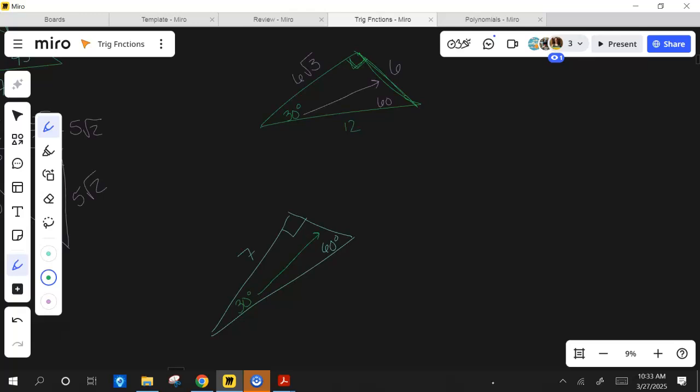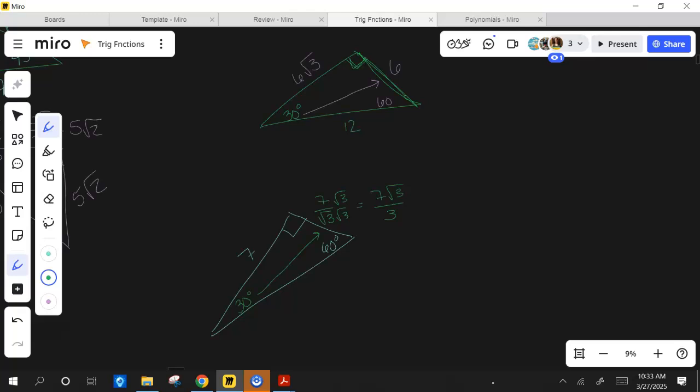What did I start with? The long leg. How do I get from long leg to short leg? Divide by, not square root 2, square root 3. Yep. 7 divided by square root of 3. I can't leave it like that, though. Square root of 3 over square root of 3. So I got 7 square root of 3 over 3. Short leg to long leg multiplies by square root of 3. So to go backwards, I divide by square root of 3.